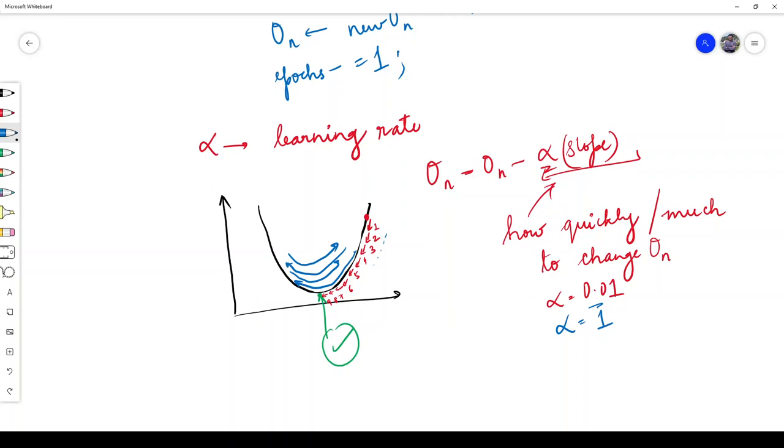Any questions about this? What about if we can change alpha at runtime, along with the iterations? You can. There is something known as alpha decay.